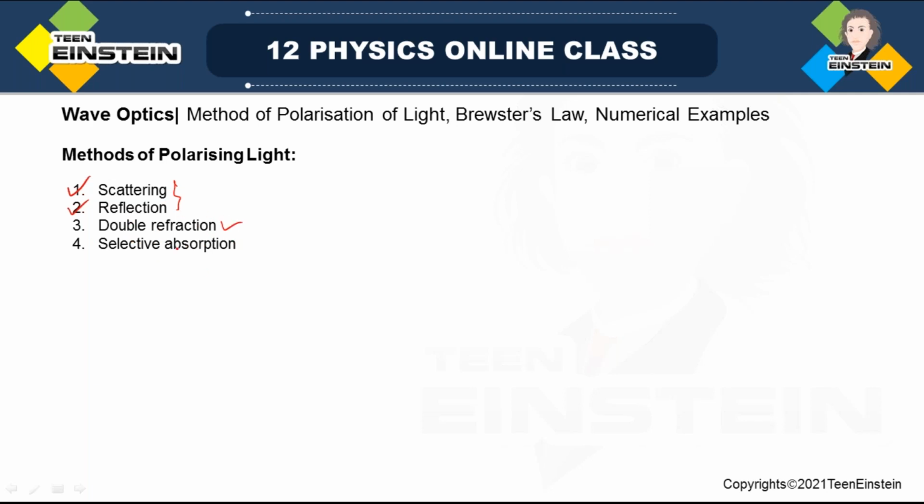This can be done by double refraction using a Nicol prism. A Nicol prism is made specially for polarizing unpolarized light into plane polarized light. And selective absorption. The first two are discussed in your book, so we'll be discussing them here, and the rest you will learn in your higher classes. We'll see how light can be polarized by scattering.